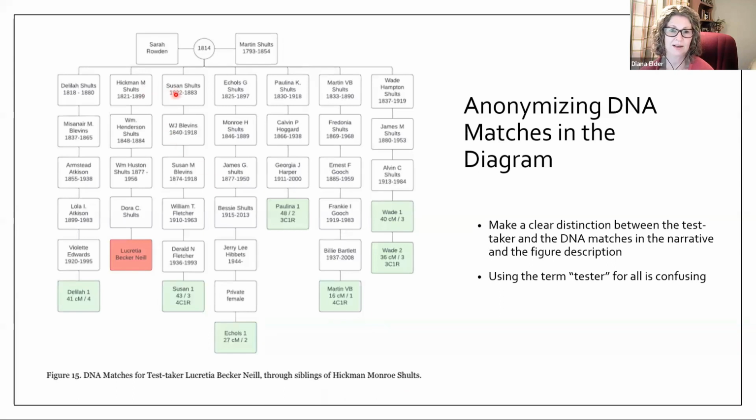So here's Hickman, here are his siblings, and we are looking at Lucretia's matches. So these people all are her DNA matches. So we want to make a clear distinction between the test taker and the DNA matches. So sometimes one of the things that can trip us up is to call all these people testers because in reality they are. They've all taken the test, but we've got to somehow differentiate between people whose results we have access to, like in the previous diagram and Lucretia, and then the people who are matches with our test takers.